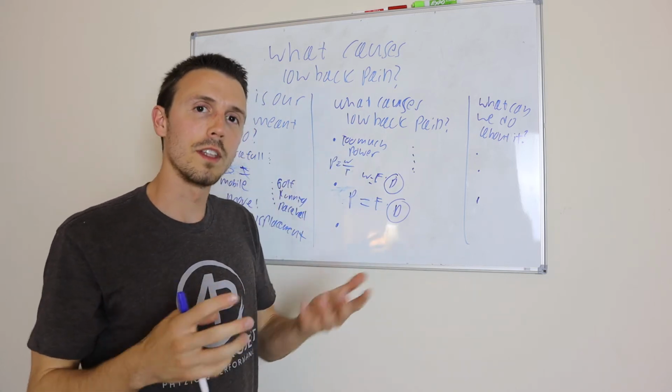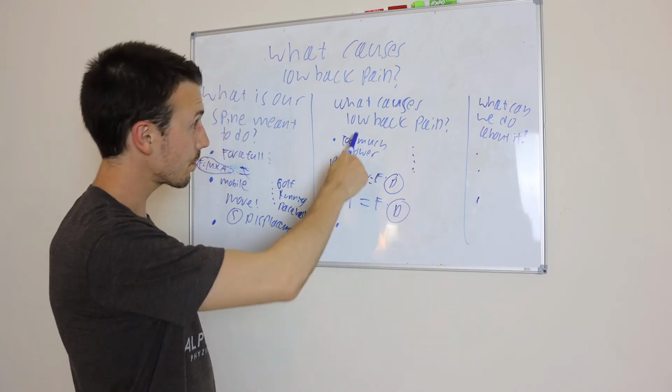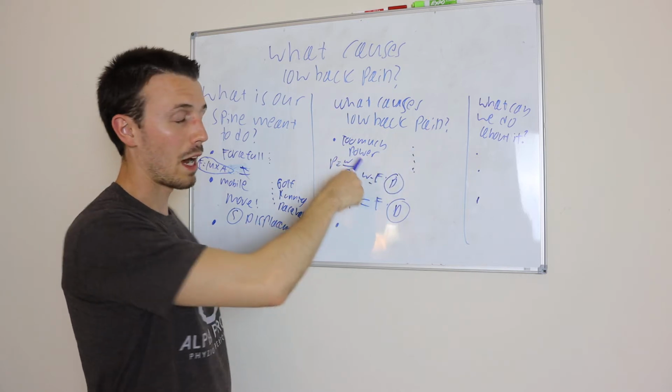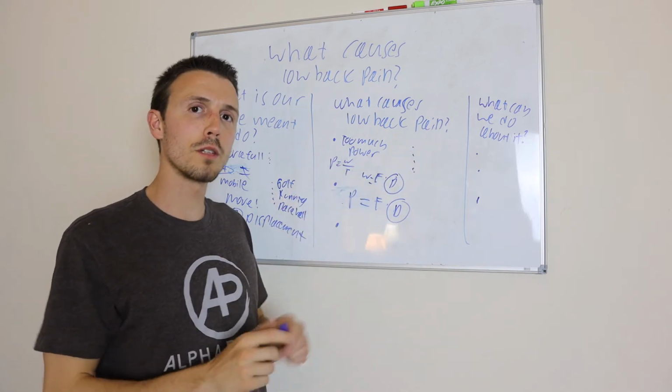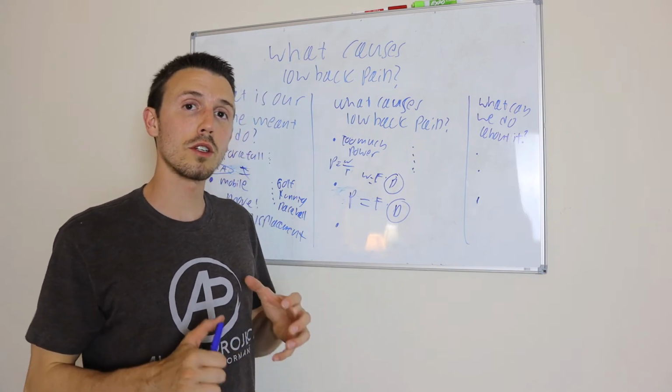Not cool. This is the culprit behind it. Why do we actually have low back pain? So, all right, what causes low back pain? Too much power. We produce too much power in our back, in our spinal muscles.